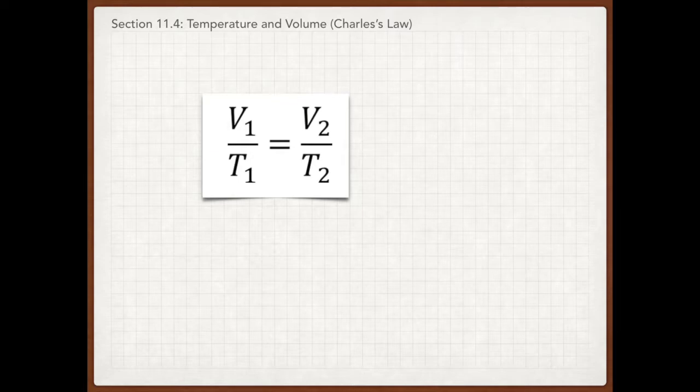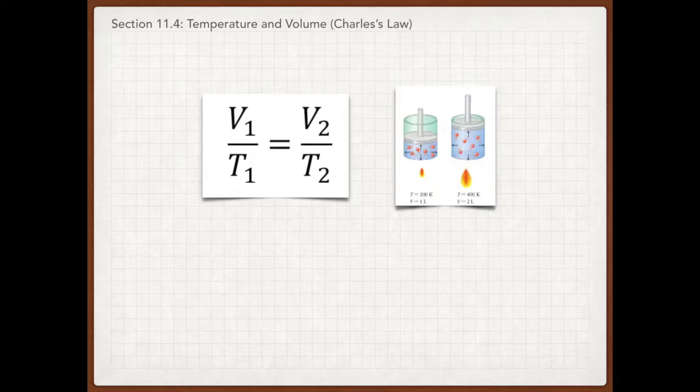So if you notice, if your volume increases, what that means is that your temperature is going to also increase so that that proportion doesn't change value. While for Boyle's law, it was P1 V1, and when pressure increased, volume had to decrease, so they were inversely related. Charles' law shows us that volume and temperature are directly related. So when one goes up, the other goes up. When one goes down, the other goes down.